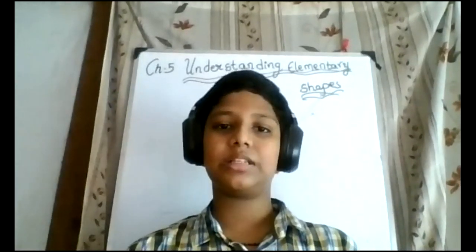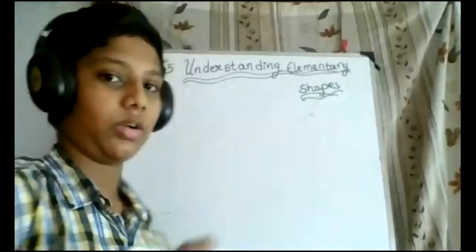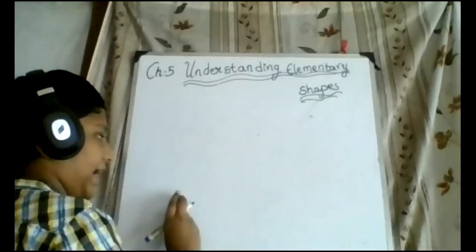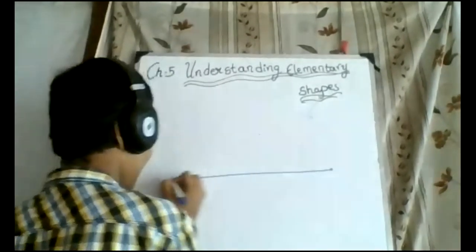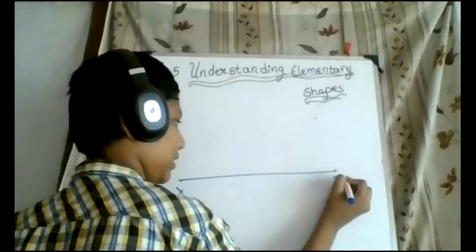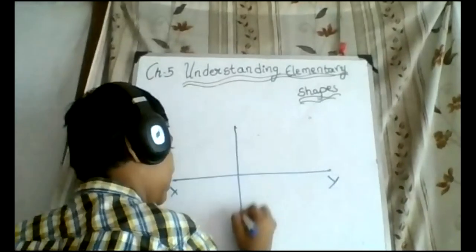And we have the second question. Let PQ be perpendicular to the line segment XY. Okay, what is the question? PQ is perpendicular to the line segment XY. Now first we have to draw a line segment XY. And they said PQ will be the perpendicular.